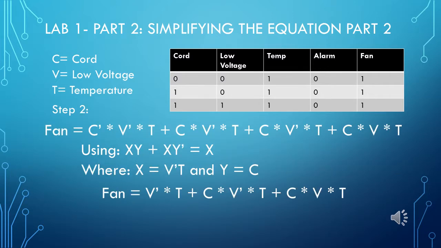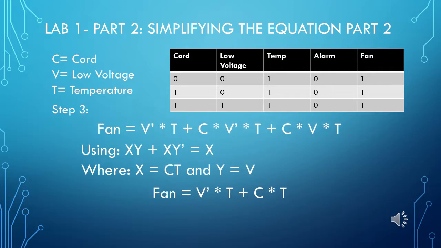The simplification theorem again, this time where X equals V' and T and Y equals C. Now the fan will be on when V' and T, or C and V' and T, or C and V and T. The last step in simplifying the fan uses the same simplification theorem, this time X equals C and T when Y equals V. The fan will then be on when V' and T, or C and T.